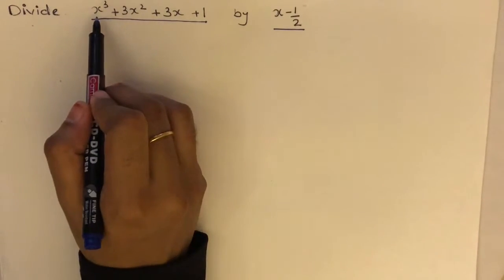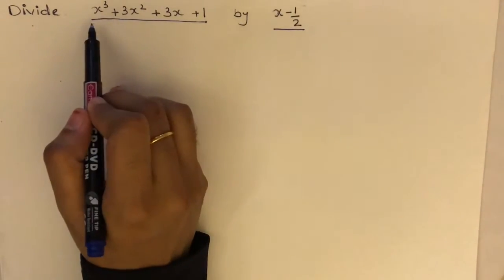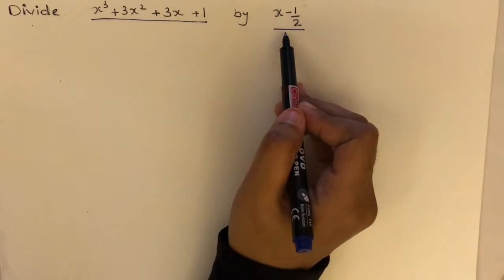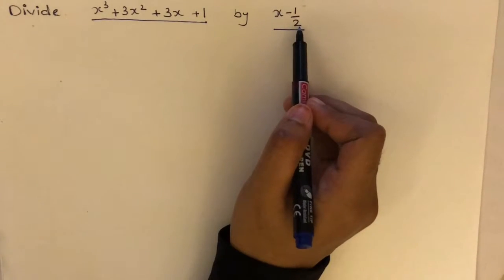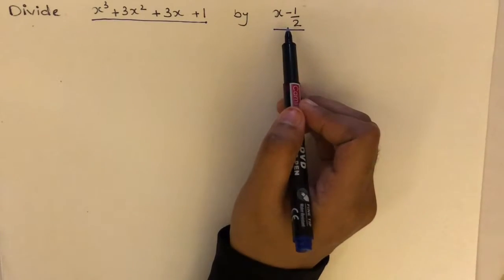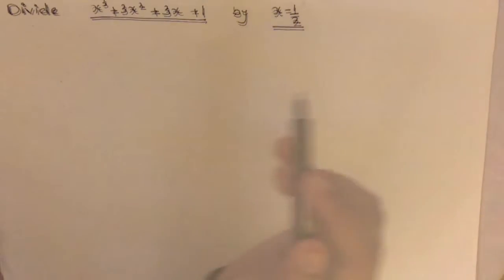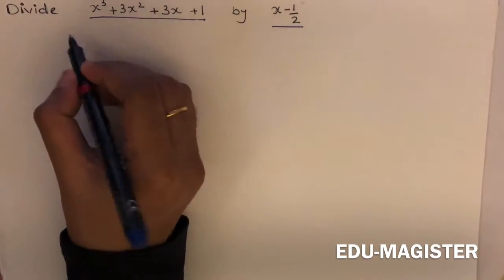So here it is 3, 2, 1, 0. So it's decreasing like this, right? So it should be written in this way. Similarly, the divisor should also be written in that standard form, that is, the power of the variable is decreasing. Okay. So now let's begin with the division.